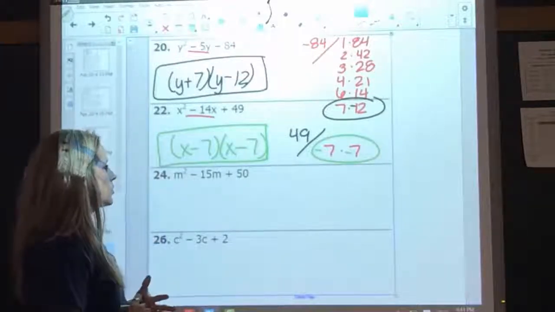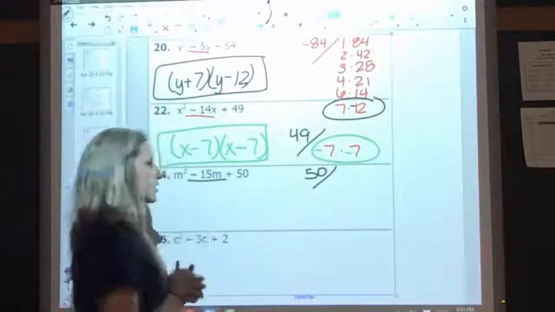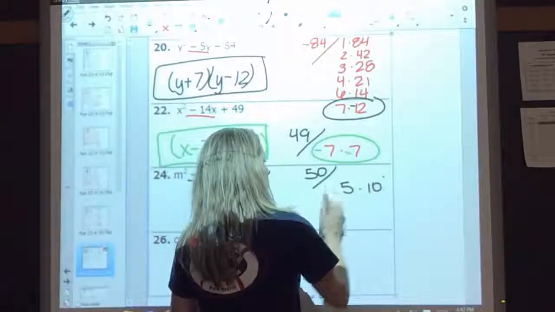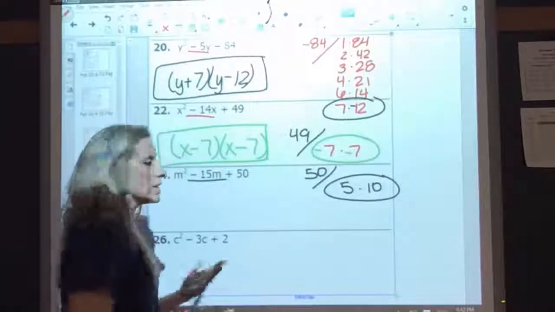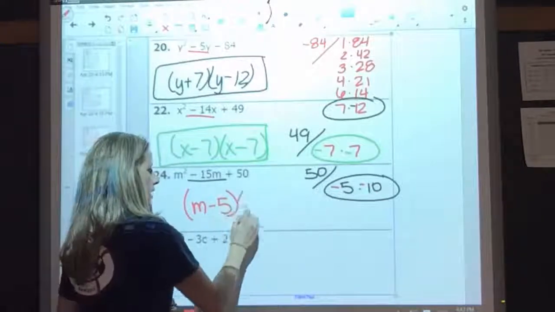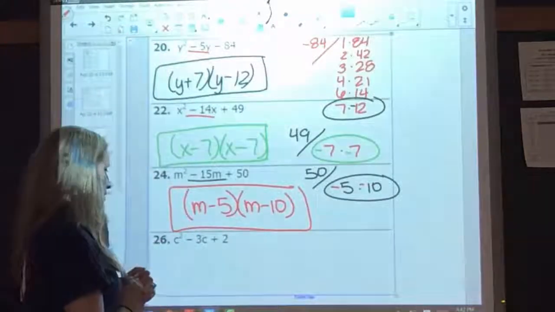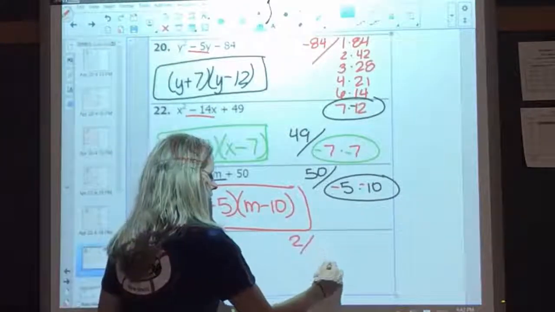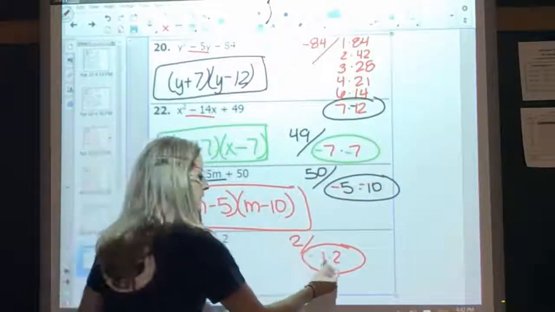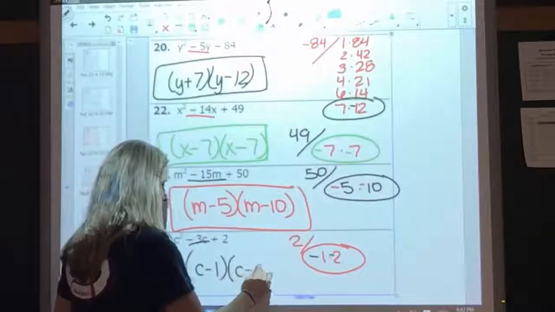Okay. 24, you should have found the factors of 50. And the two factors that add or subtract to give you a negative 15 are 5 and 10. But to get a negative 15, you have to make them both negative. So you should have gotten m minus 5 and m minus 10. Okay, 26, factors of 2 are 1 and 2. And if we want to get a negative 3 in the middle, both of these have to be negative. Okay, so c minus 1 and c minus 2.